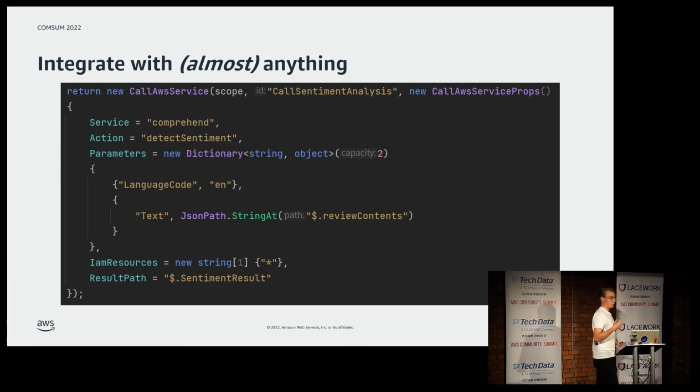One of the other really powerful things about this construct is you've got that IAM resources section. And that's where you can specify the ARN of an AWS resource. Because we're using Comprehend, that's just a star because Comprehend doesn't have a specific resource. But what the CDK will do when I compile this code is it will actually generate the IAM policies needed based on the IAM resources I specify in there. So I don't even need to think about how I give my workflow permissions to do whatever AWS service calls I'm doing. That will all happen within the CDK.